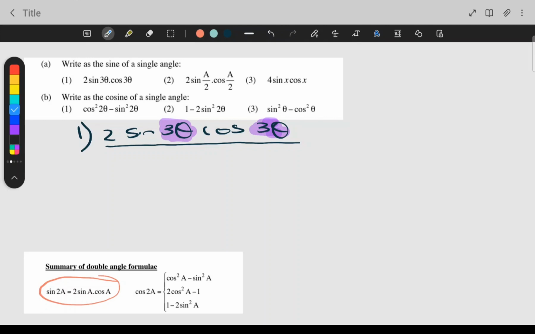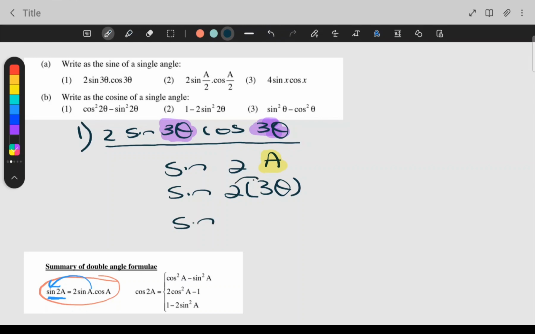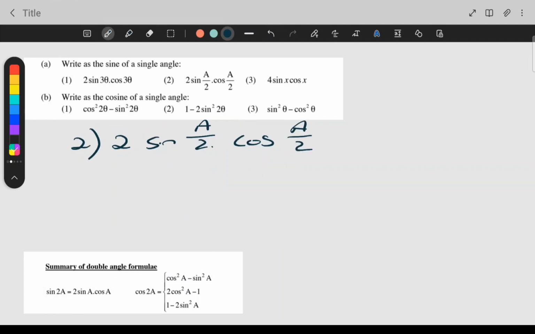Just remember, grade 12s, we are going from this to this. So I'm going to write the left-hand side down. It's sine 2a. So you write it down, and then you must just make a note. This a is now 3 theta. So when you rewrite it, you are going to write sine 2, not a, but 3 theta. So now this becomes sine 2 times 3 theta is 6 theta. And that's the answer.